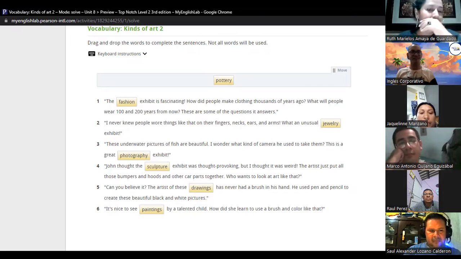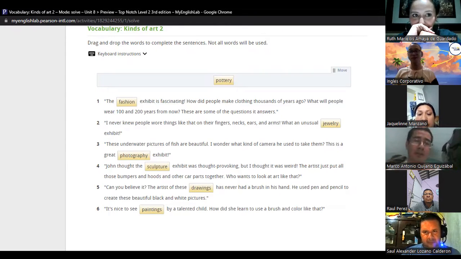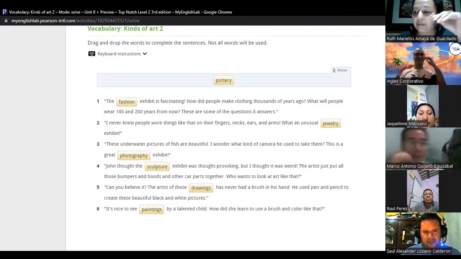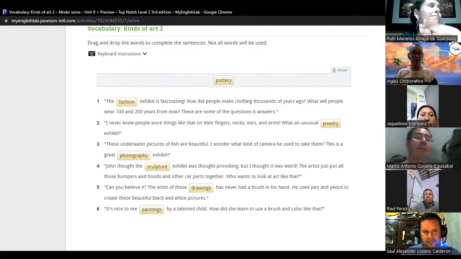I never knew people wore things like that on their fingers, necks, ears, and arms. What an unusual jewelry exhibit. Yes. Thank you so much. Number three, Marco. These underwater pictures of fish are beautiful. I wonder what kind of camera he used to take them. This is a great photography exhibit. Thank you. What about you, Raul?